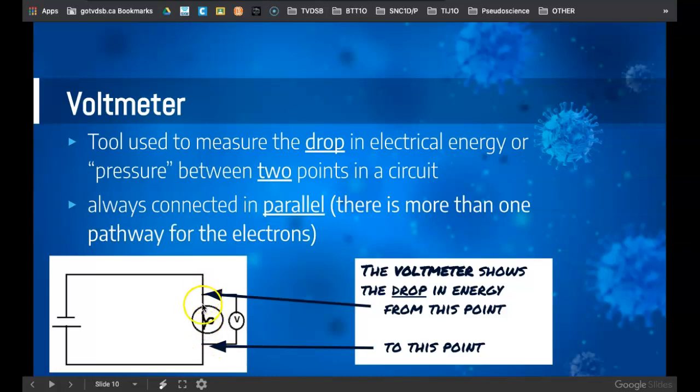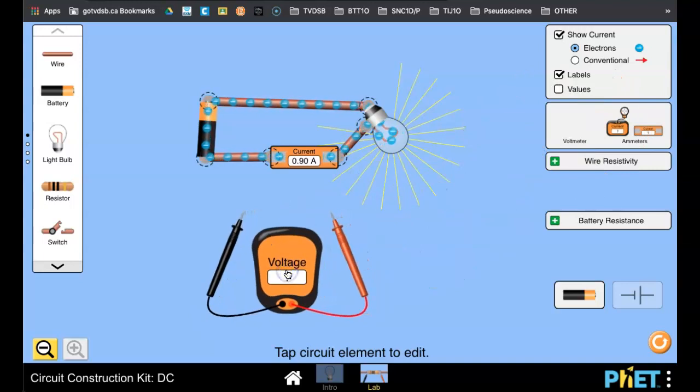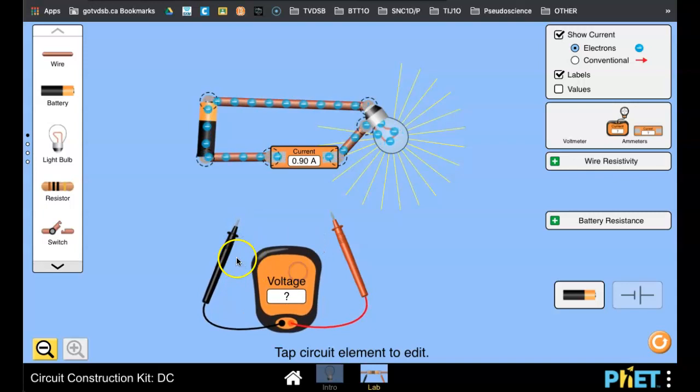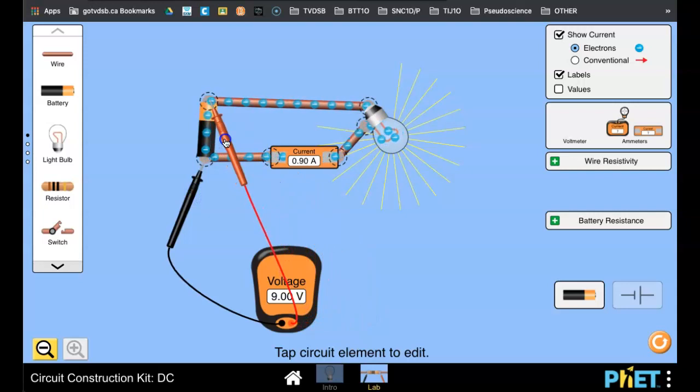Right? So the difference between those 2 points is how much energy that light bulb used. So let's take a look over here. We have a handy little voltmeter over on the right. If I take my voltmeter, and you see there's 2 wires, and I put one wire here at the side of the battery, and one wire here at the other side of the battery, you can see it says 9 volts. That's the voltage of the battery.